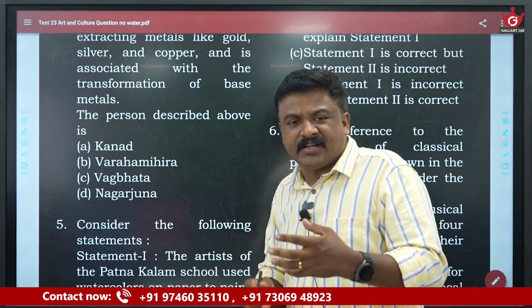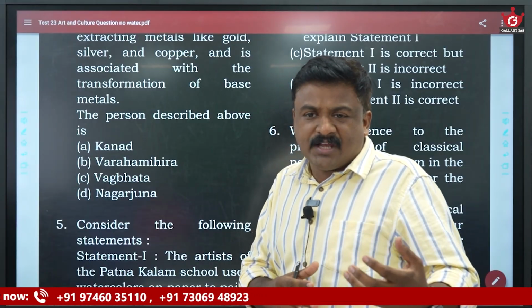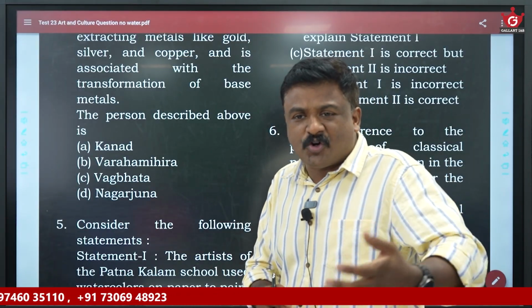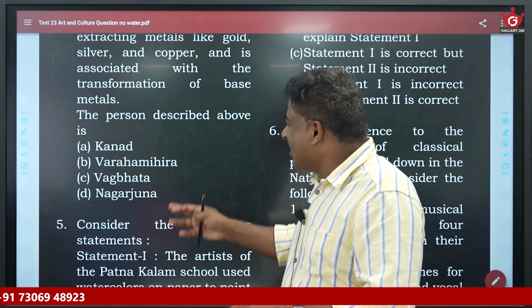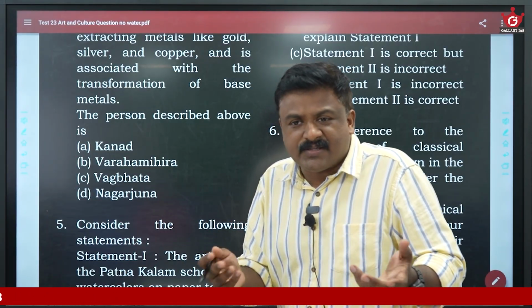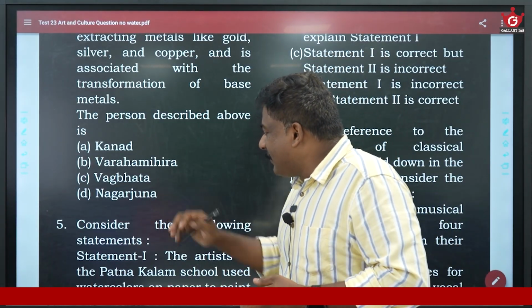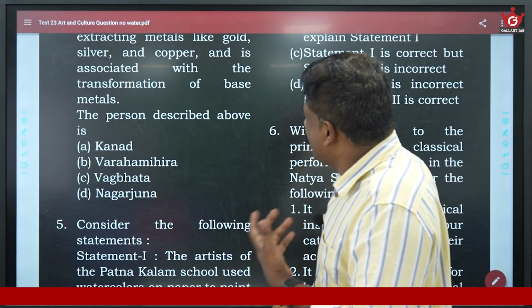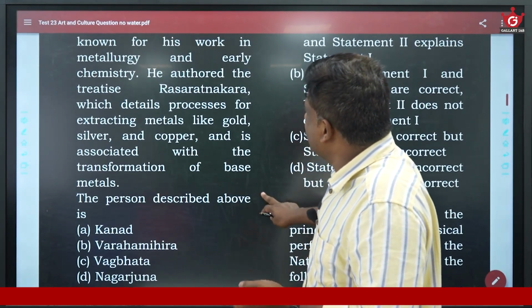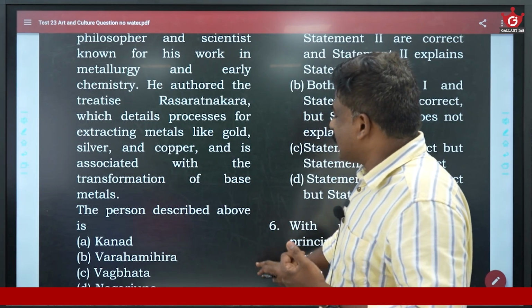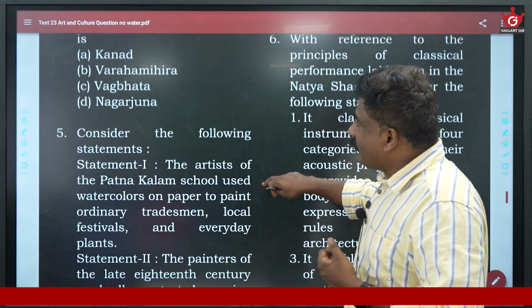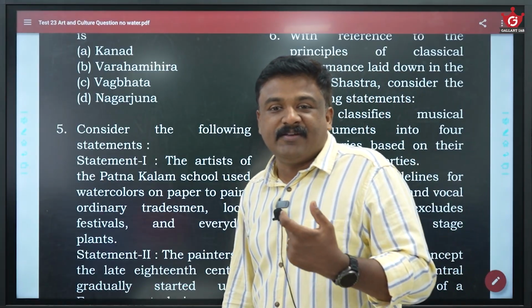Varahamihira also, you know that he is connected with this Gupta age, and it's astronomy, astrology, mathematics, etc. Then Vagbhata also, you know that he is someone connected with Ayurveda medicine. So if you eliminate all three, you will come up with Nagarjuna, somebody who is with alchemy, chemistry, metallurgy, etc. Okay, answer is Nagarjuna.